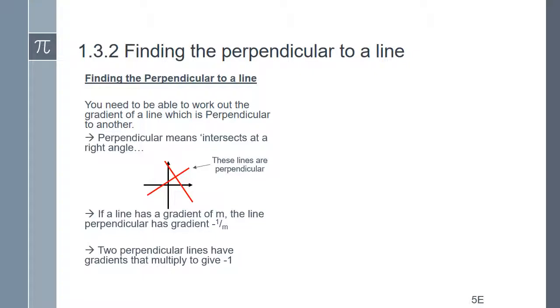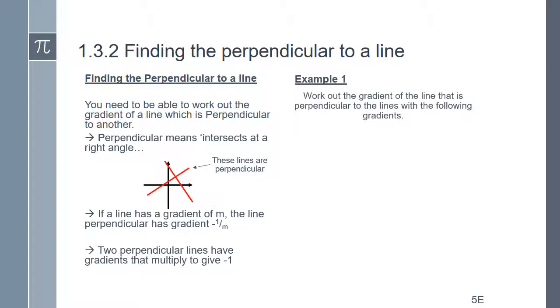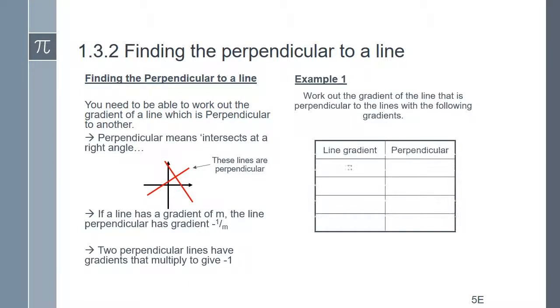That if you've got a gradient of m, the perpendicular line is minus 1 over m, and if you times the gradients of two perpendicular lines together you get minus 1. Here are some examples. Work out the gradient of a line that is perpendicular to the lines with the following gradients.